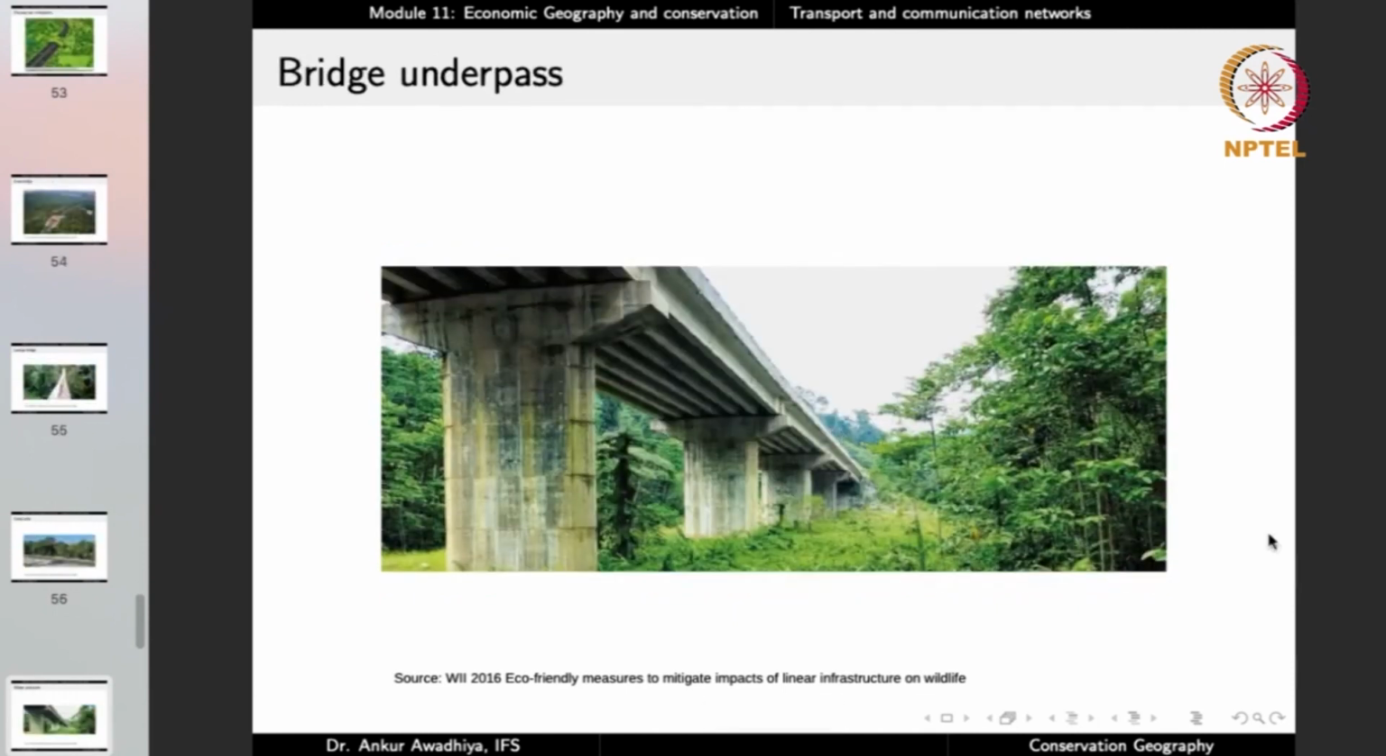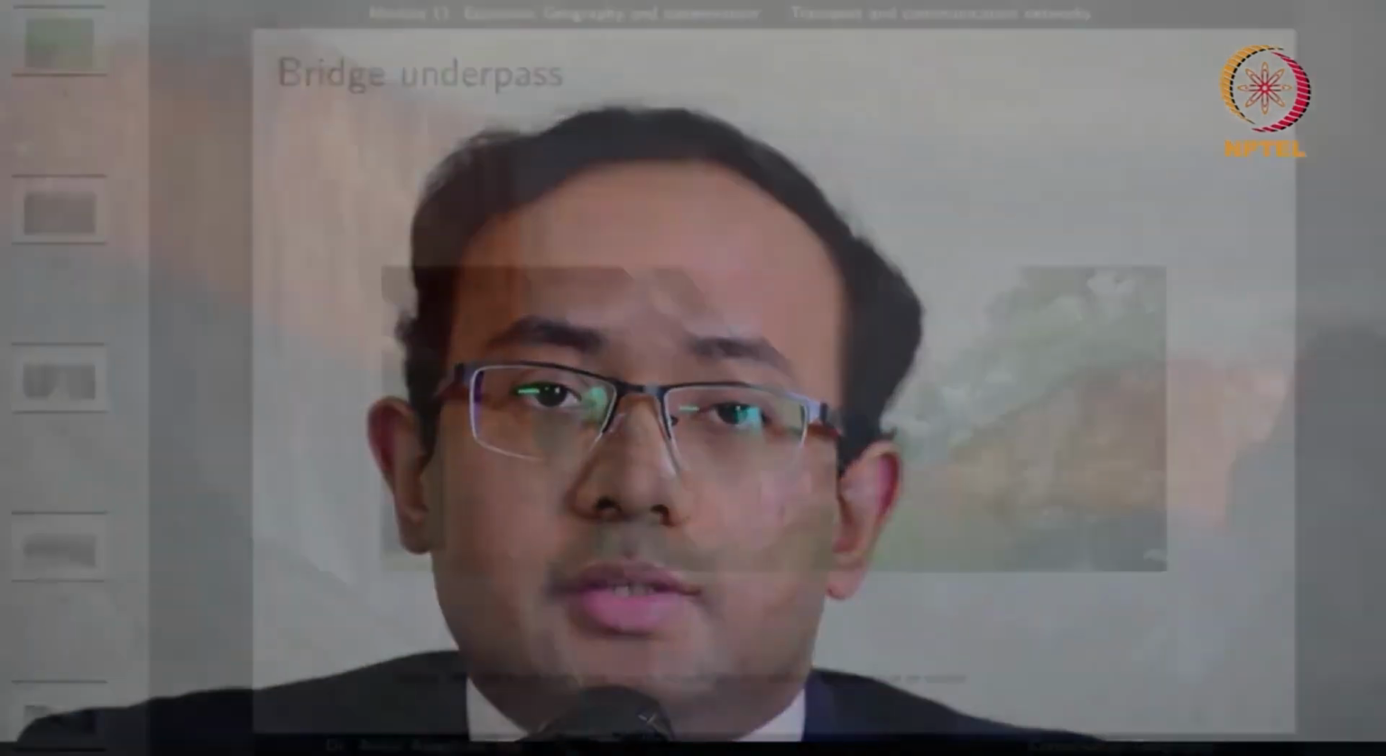Bridge underpasses. If a bridge has to be constructed for the road, why not construct it in such a manner that the area below can also be used by the animals to cross the area? That is, it should not be dark, it should not be so claustrophobic that the animals do not find it comfortable to use the area that is below the bridge. Because in any case, we humans are not going to use that area. So just by making small arrangements, we can make it useful for the animals.